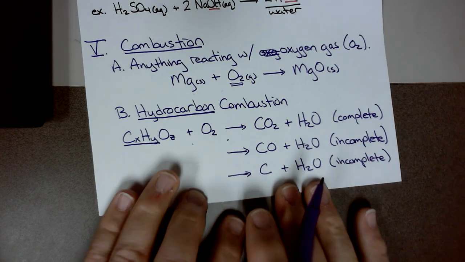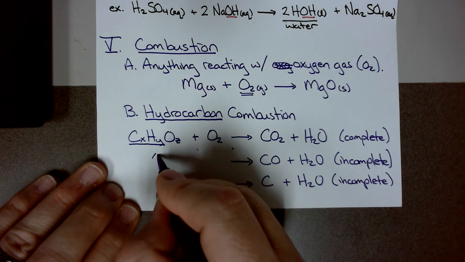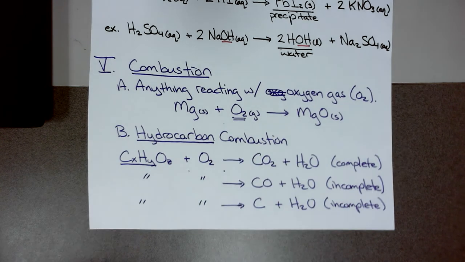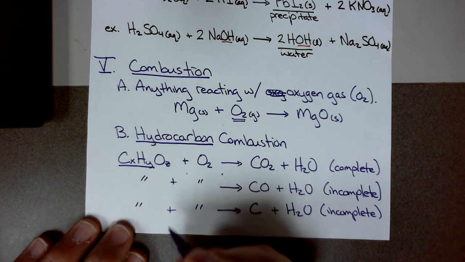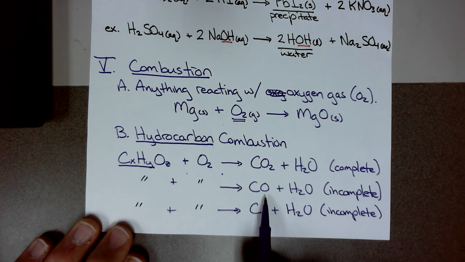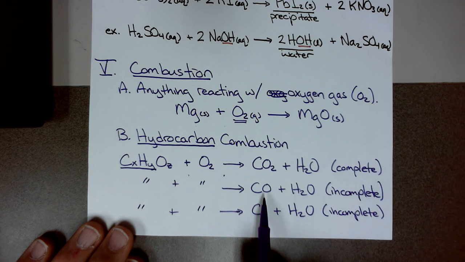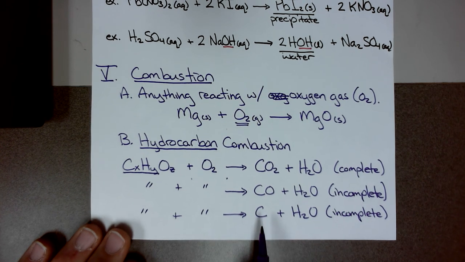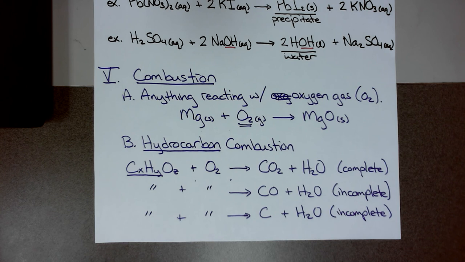So I didn't write the other part because these are the same things here. So if you take these and react them, you can get an incomplete because you have less oxygen, and if even less, it's another incomplete. And so that is the 5 types of reactions.